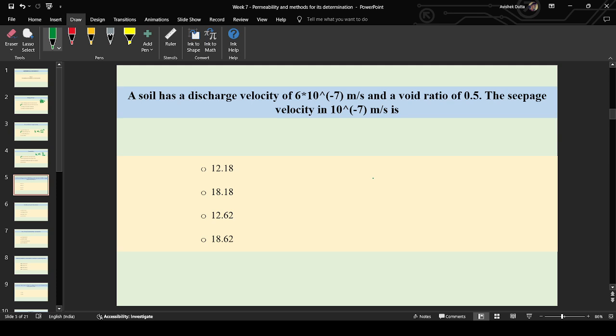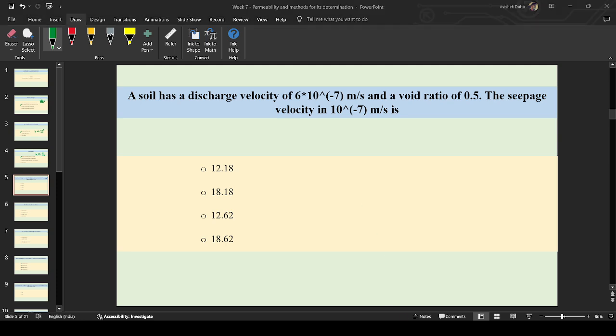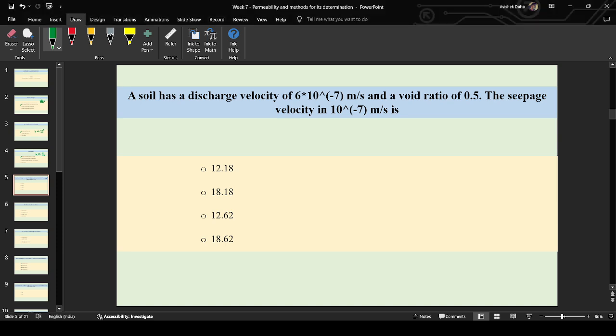Now, how do you solve it? Have you also got the same answer? Actually the answer is 18, but the closest option is 18.18. How have you solved this? Seepage velocity is the discharge velocity divided by porosity. Porosity is 1 by 3. Okay, you have done it as 1 by 3.